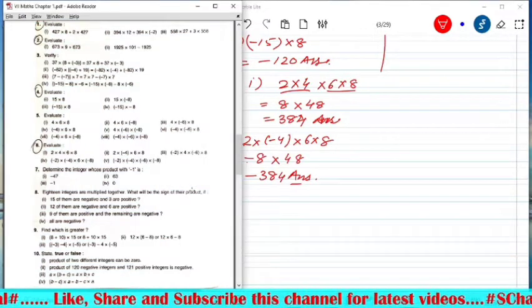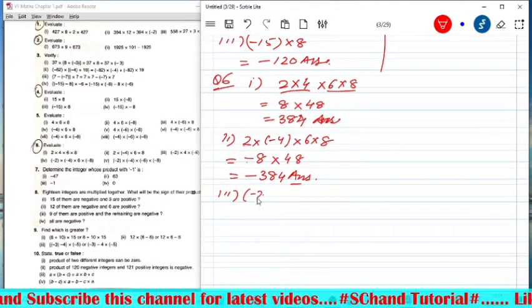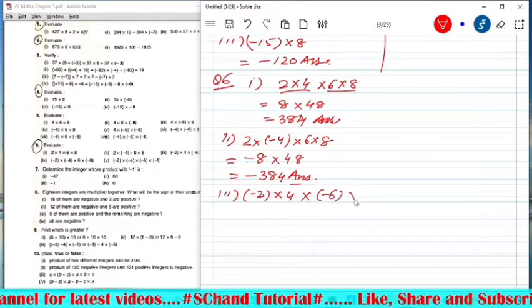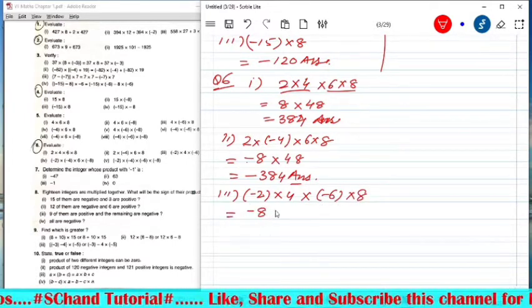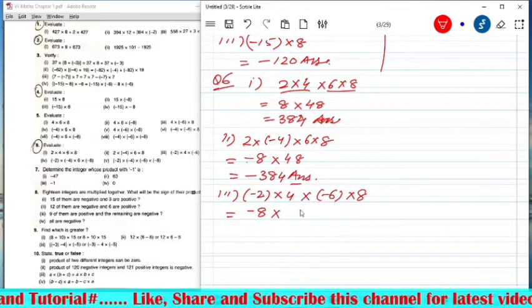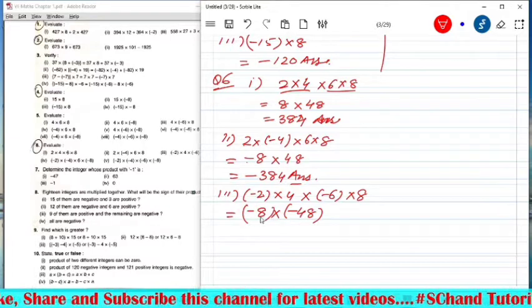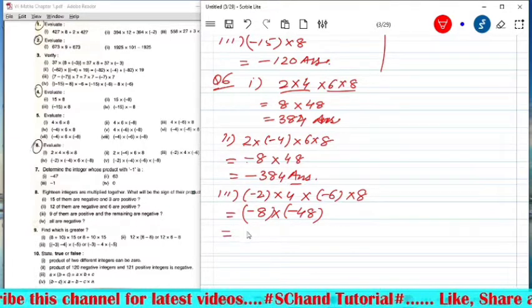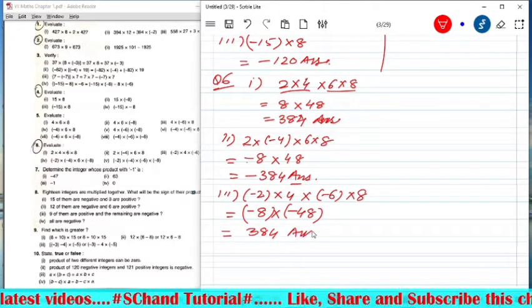Third one is minus 2 into 4 and minus 6 into 8. So minus 2 into 4, that will be minus 8, and minus 6 into 8, that will be minus 48. So again minus and minus, it is coming 2 times, means even number. So answer will be positive. So it is 384 is the answer.